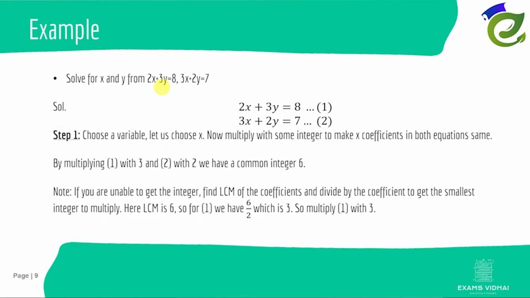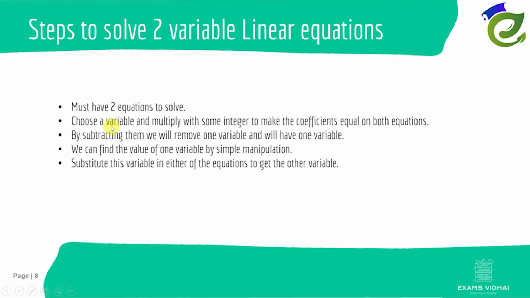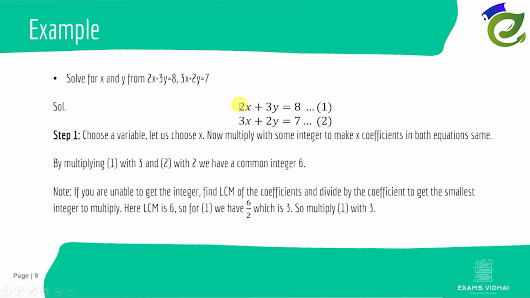So the question here is I need to solve x and y from 2x plus 3y equals 8 and 3x plus 2y equals 7. So what was step one? Step one is we must choose a variable. So what variable am I choosing here? I'm choosing x. Now I'm going to multiply some integer to make the x coefficients the same in both equations. I'm going to multiply equation 1 with 3 and equation 2 with 2.